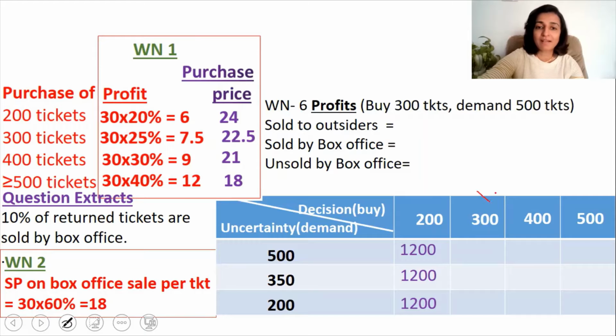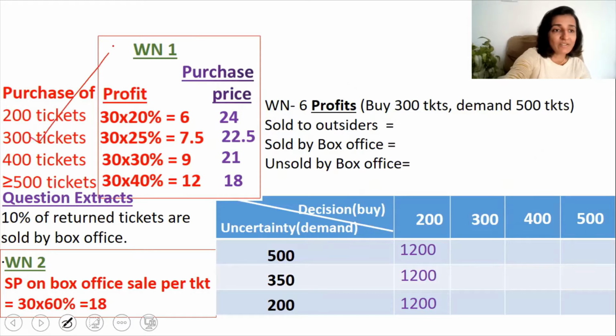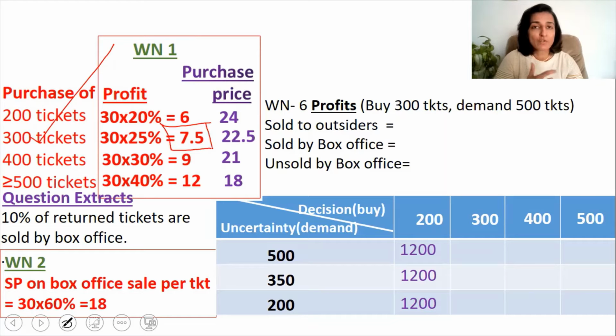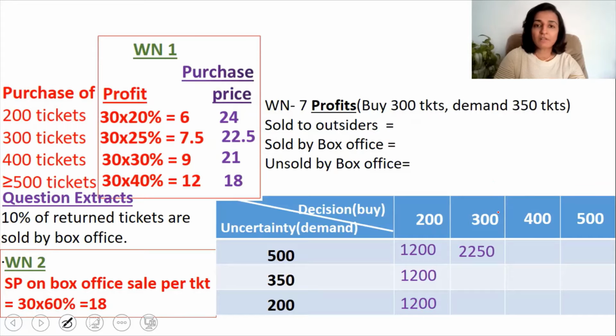The next situation is he buys 300 tickets and the demand is 500 tickets. Again, the demand is very high, which means that he will be able to sell the entire quantity of 300 tickets. But please note, when he buys 300 tickets, the profit that he gets per ticket is $7.5. So what is the amount that he gets as profit? 300 tickets sold to the public multiplied by 7.5, which is the profit per ticket. So it is 2,250. Does he have any unsold tickets? No. So both these items will be nil. So the amount that is to be written in the payoff table is 2,250.